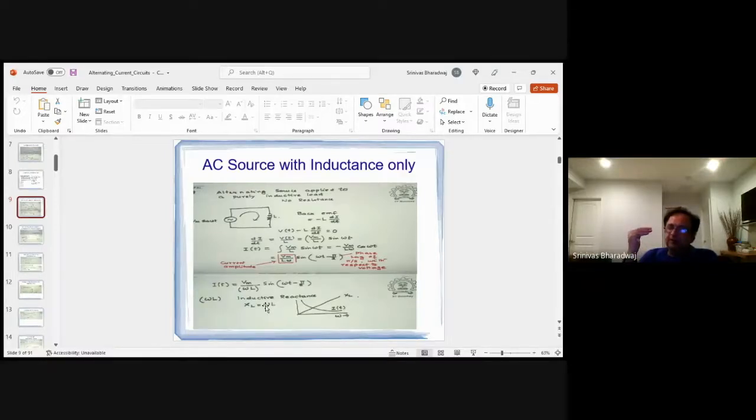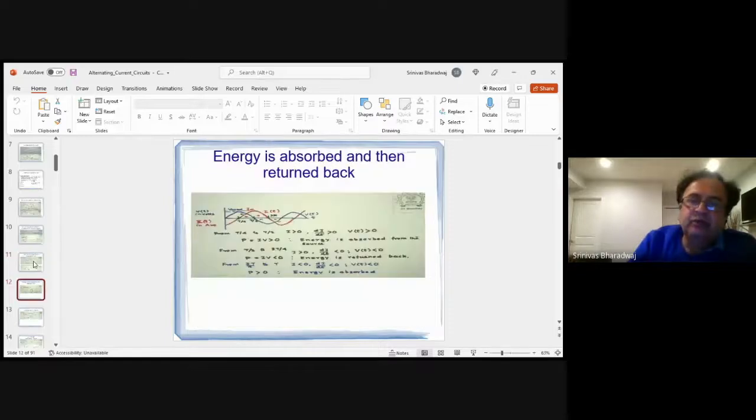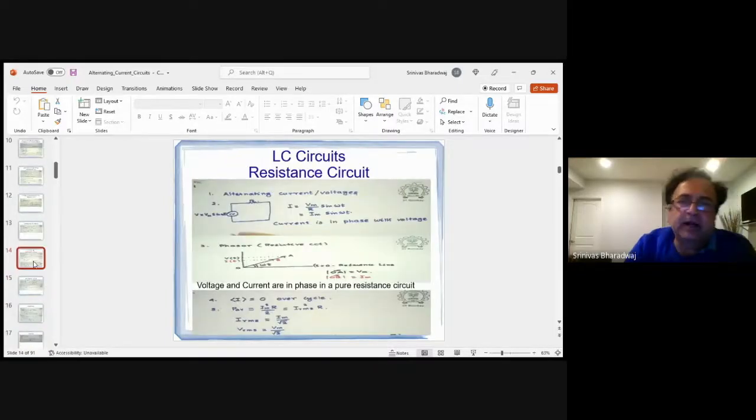Now, for an inductor, the reactance is omega times L. For a capacitor, the reactance will be 1 by omega C. So if you have both, then you'll have omega L minus 1 by omega C, because one leads and the other lags. It will be tricky because of that, and we'll look at how these things work.